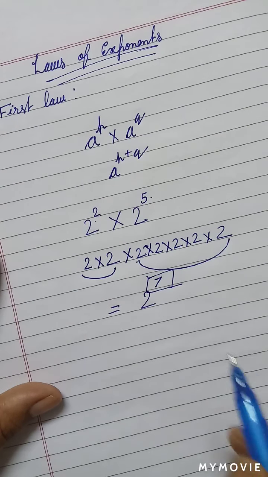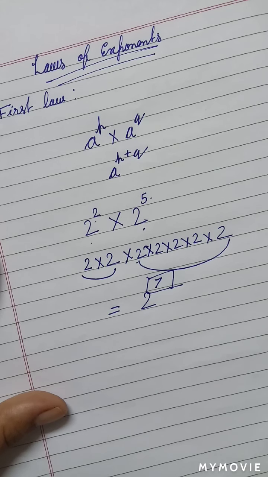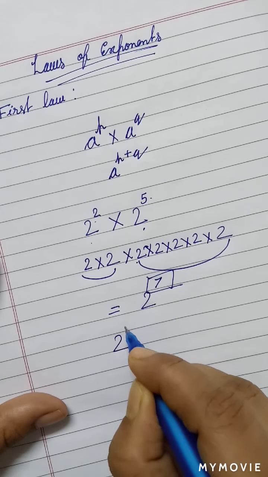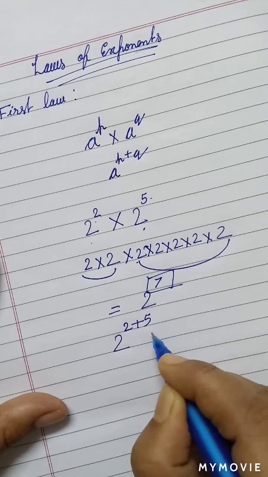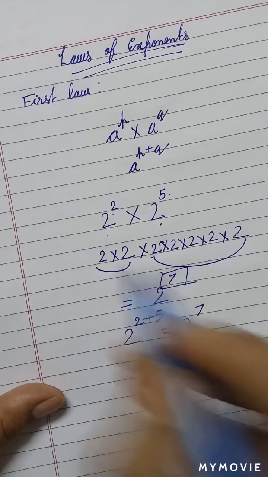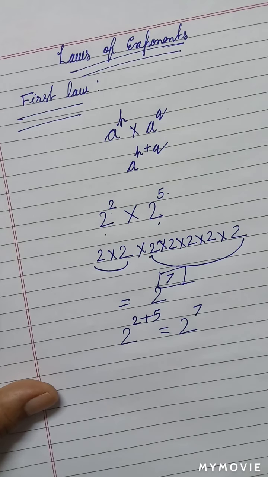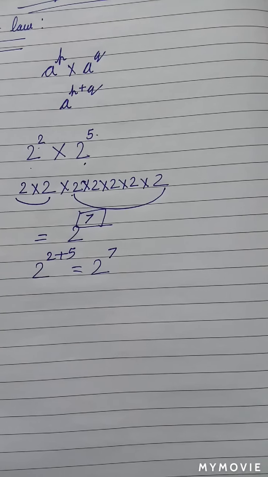So we can safely say whenever the bases are same and we multiply two exponents, we add their powers. Whenever the bases are same and we multiply two exponents, we simply add their powers like this. So this is the first law of exponents. Let's move on to the second law of exponents.